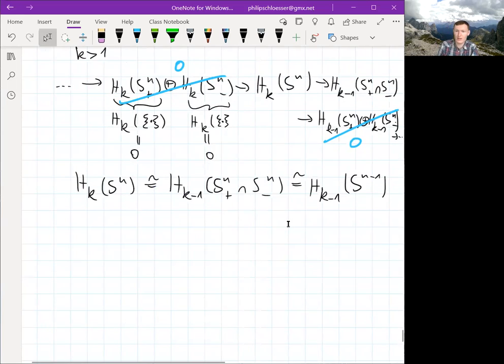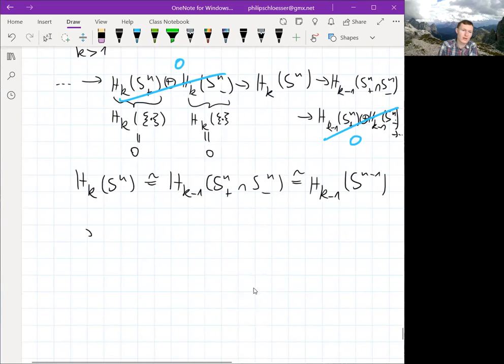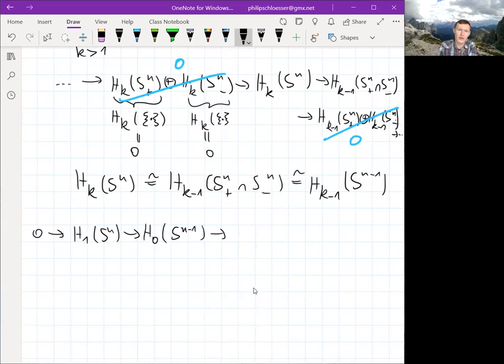I guess we also have one last thing. If we look at k equal to 1, then this thing looks like: we start at 0, then we have H1 of Sn, then we have H0 of Sn-1, then we go to basically Z plus Z, and then we go to H0 of Sn, and then we go to 0.